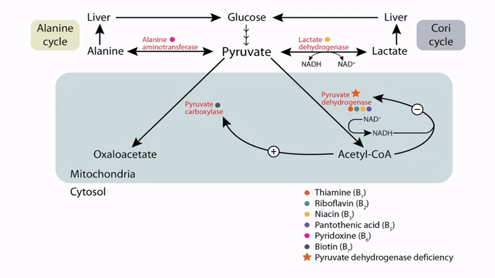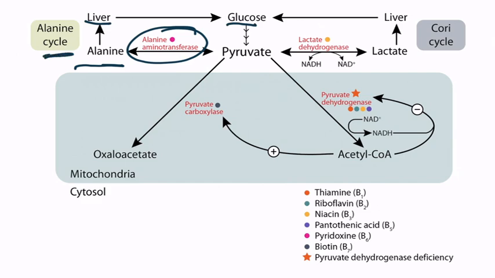You need to know that pyruvate can be converted into 4 different molecules. First, pyruvate can be converted into alanine. This is through the enzyme alanine aminotransferase, or ALT. The alanine can then be taken back to the liver and converted into glucose. So the liver and then glucose. This process is called the alanine cycle.